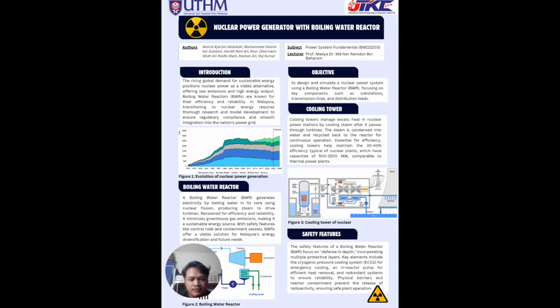Lastly, the safety features involve multiple protective layers. The key elements include the cryogenic pressure cooling system for efficient cooling in the reactor, the reactor pump for efficient heat removal, and redundant systems to ensure reliability. Physical barriers and a reactor containment prevent the release of radioactivity, ensuring safe plant operation.